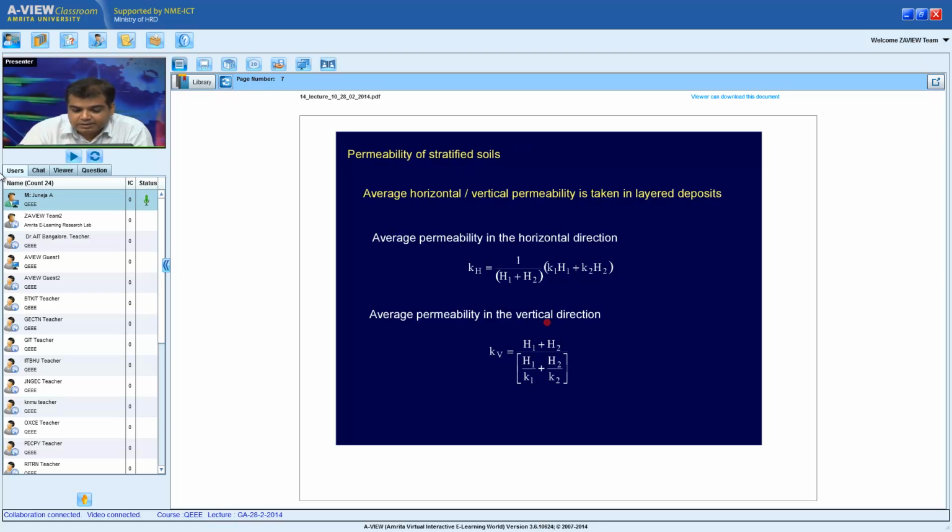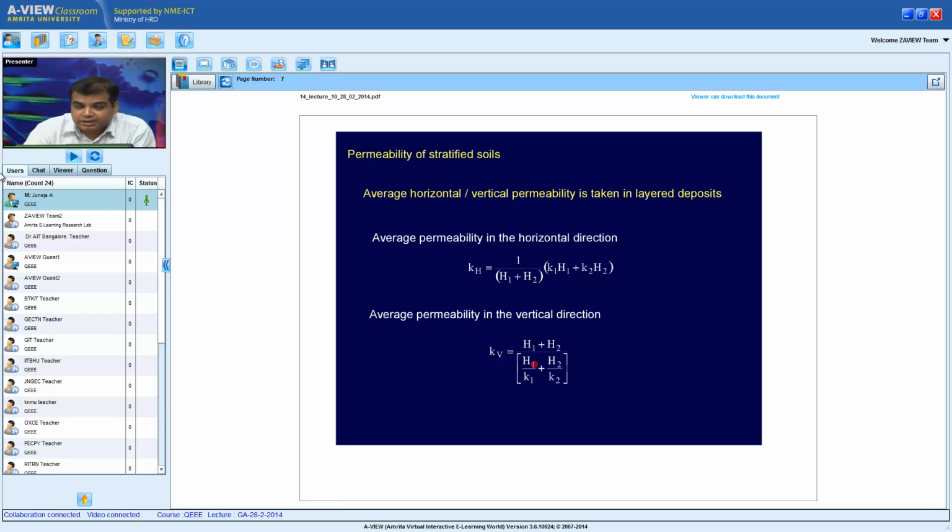There are two sets of equations on this slide, and we will not derive them, but just look at the answer, how the equation looks. If you have a flow which occurs in the horizontal direction, and there are a number of layers, where H1, H2, H3 is the thickness of each layer, and the flow hits all the layers together, so they are horizontal layers, then the average permeability KH is given by K1 H1 plus K2 H2 and so on, whole thing divided by the sum of all the thicknesses.